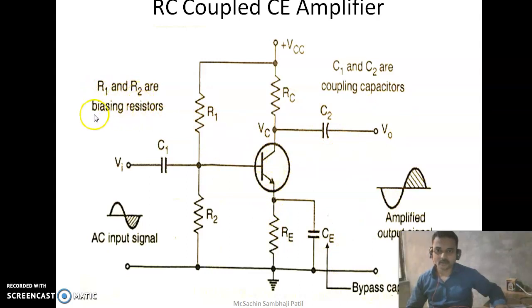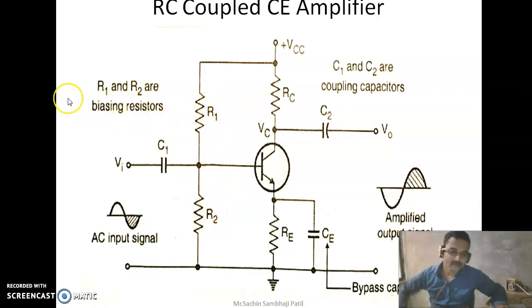R1 and R2 are the biasing resistors of the transistor. These resistors are required for biasing. What is biasing? It is nothing but applying an external DC voltage source to a semiconductor device. Okay, C1 and C2 are the coupling capacitors. This is C1, and this is C2.